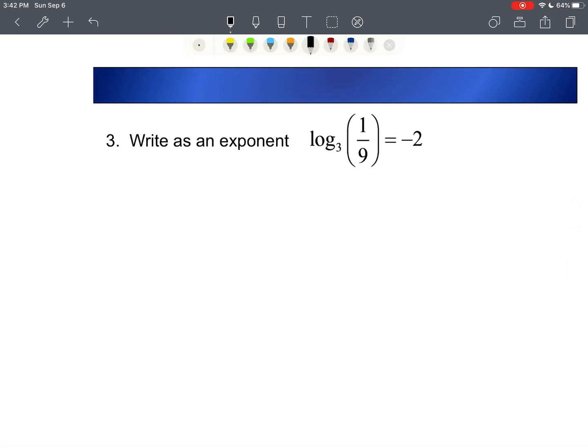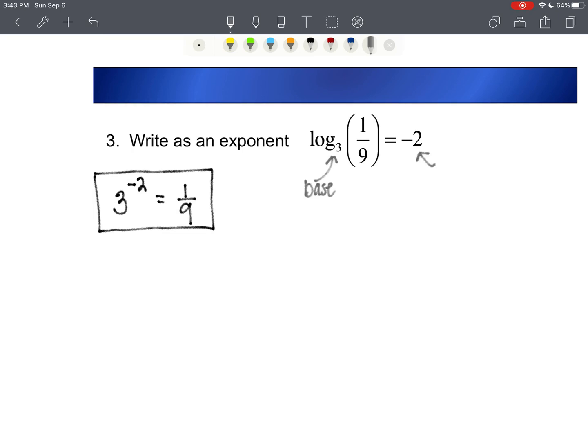Now we're going to go backwards. We're given our logarithm and we want to write it as an exponent. So we have log base 3 of 1/9 equals -2. So 3 is our base raised to an exponent of -2 is equal to 1/9. And that is exponential form. So we've got our base, we've got our exponent, and our 1/9 is the argument. And for a logarithm, your expression is equal to the argument.